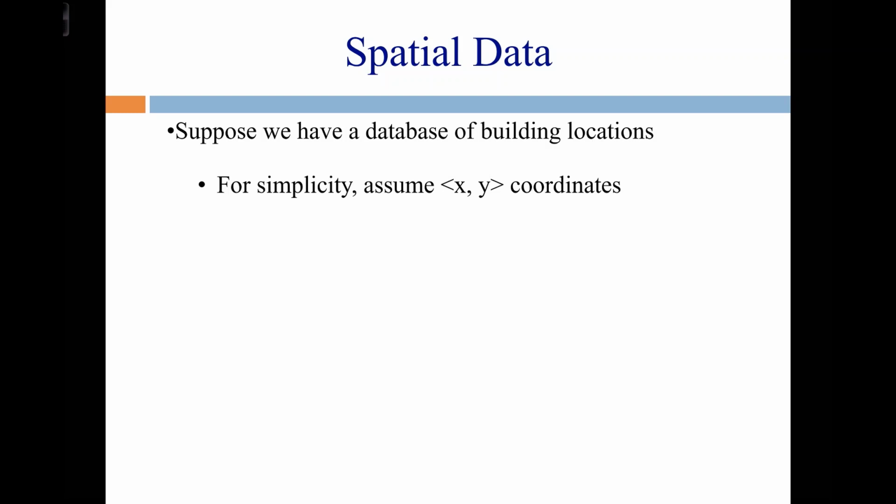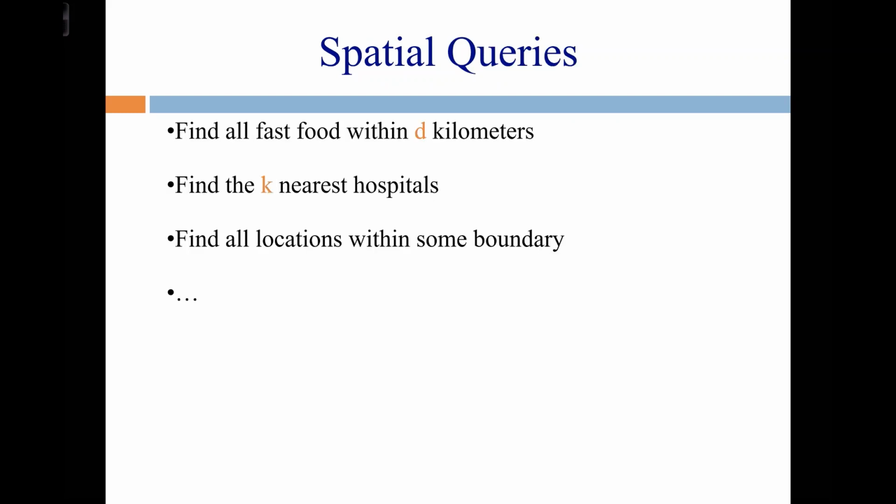So let's think about this in terms of the kinds of queries we might want to do on spatial data. So data that represents a location in space. We'll deal with 2D points for simplicity. So you might want to, say, find all fast food within like 1 kilometer of my current location, if you're in some foreign city and you're looking for somewhere to eat. This is exactly what Google or Yelp or something does.